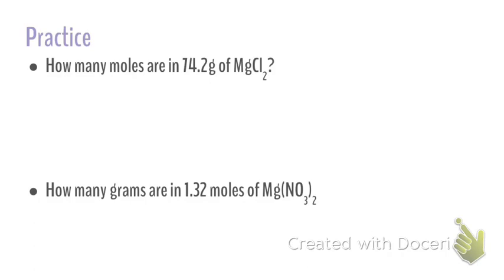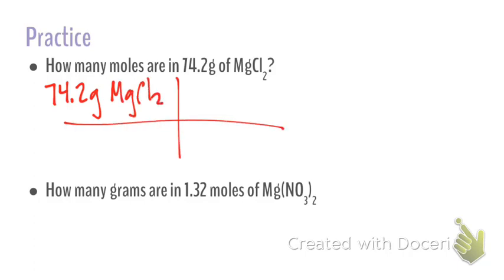So this is a T-chart conversion. And with a T-chart, what do we always start with? We always start with what we know. So we know we have 74.2 grams of MgCl2. I draw my T. I want to go from grams of this to moles of the same substance, right? So I get rid of grams and go to moles.